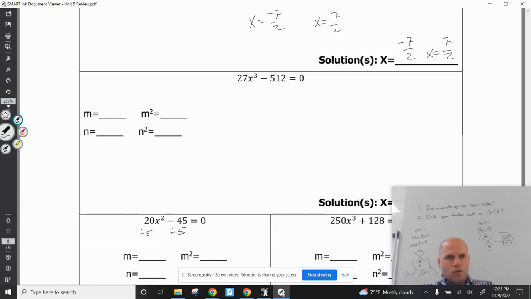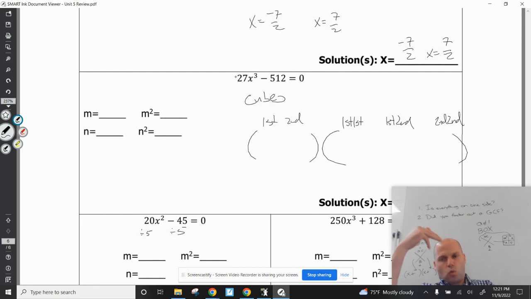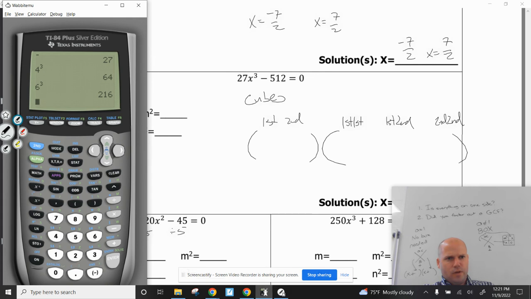Yo, what do we got? Cubes. First, second. First, first. First, second. Second, second. What times itself 3 times gives us 27? 3. X times x times x is x cubed. 3x is my first one. 512. Oof, I don't even know that. Is that 8? 8 cubed? Use your calculator. Boom. 8.